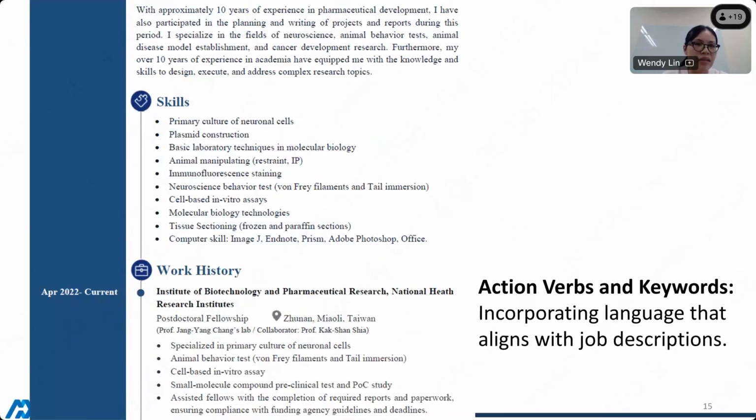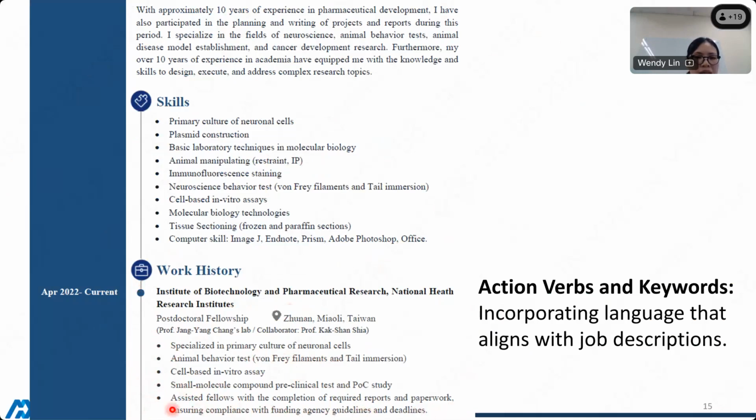So this is another applicant's resume. You can see at the top they have an executive summary, which is a similar format to the previous one. And then there's a list of the skills that the person already obtained and also the work history. So when we mention the action verbs and keywords, it is actually a professional writing skill to provide your work history. For example, this applicant mentioned the person is specialized in primary cell culture for neural cells. And then the person assisted fellows with the completion of required reports and paperwork.